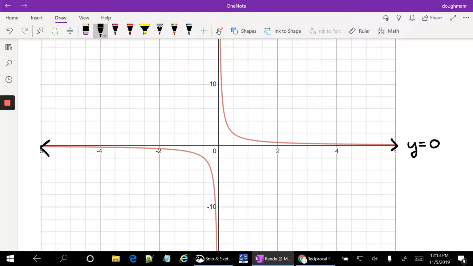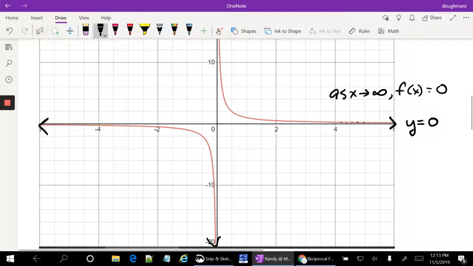So what this is saying is that I put in values for x larger and larger and larger. So as x goes to infinity, f of x, or y, approaches 0. It gets closer and closer to 0, but never gets there. And likewise, back here, as x goes to negative infinity, f of x goes to 0.